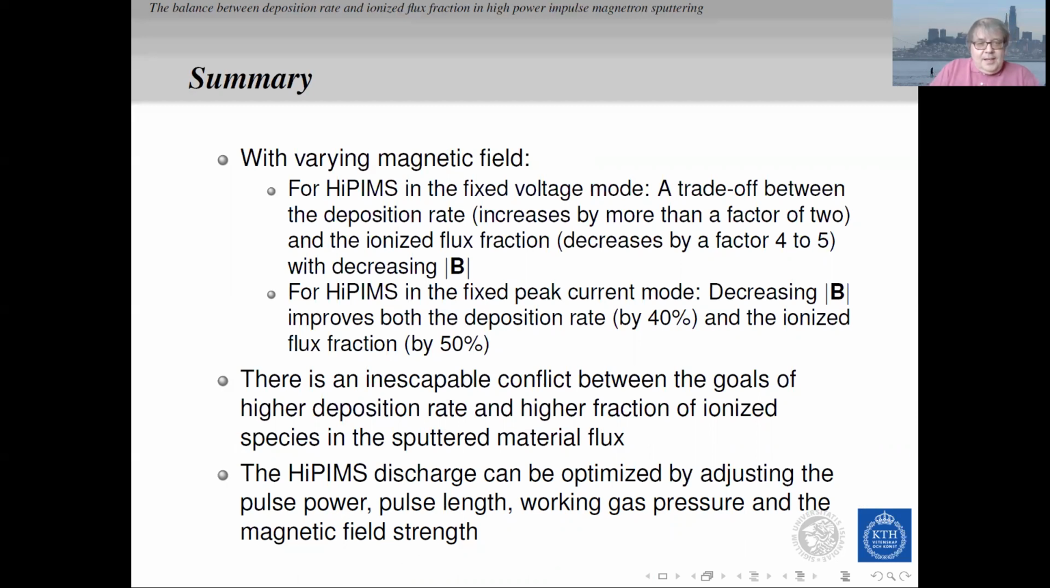So we basically have to start by deciding how good of a film we need, what is the density, and what are the properties we need. We can then choose the ionized flux fraction we need, and then optimize the discharge with regard to the deposition rate. So this is the message.